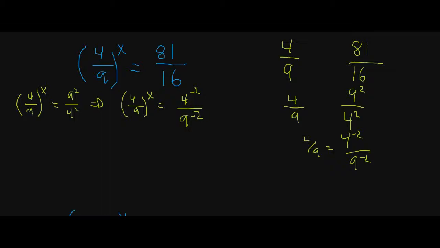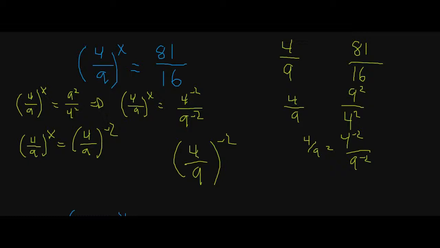All right. Now what I'm going to do is use the power over power property. So we're going to get (4/9)^x is equal to (4/9)^(-2). Well, this may seem kind of confusing at first, but let's just look at why this is possible.